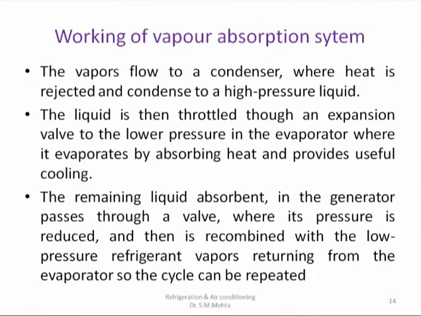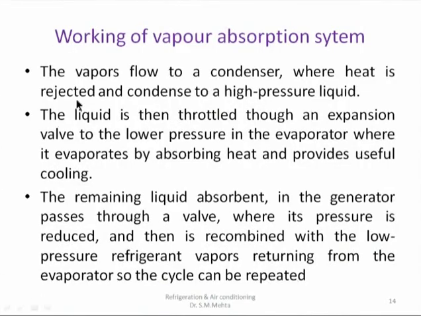Vapor flows to the condenser after being heated in the generator. So any other heat source is provided in the generator that will heat the refrigerant and absorbent solution. After heating, the refrigerant gets separated in the generator. I am repeating here, refrigerant gets separated after heating from the absorbent, and heated refrigerant gas is supplied to the condenser where it is condensed.